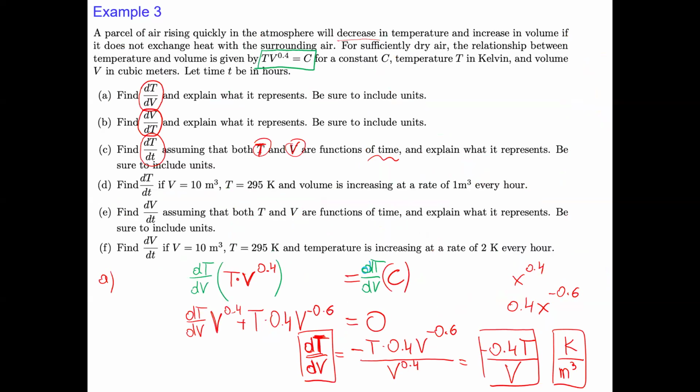And then what is part D? Part D is asking to compute what we've got in part C, having just the information. Compute the rate of change of the temperature with respect to time at the moment, because that's calculus. We need that moment when the volume is 10 cubic meters, temperature is 295 kelvins, and volume is increasing at the rate of 1 cubic meter per hour. That means the rate of change of the volume with respect to time is basically 1 cubic meter per hour.